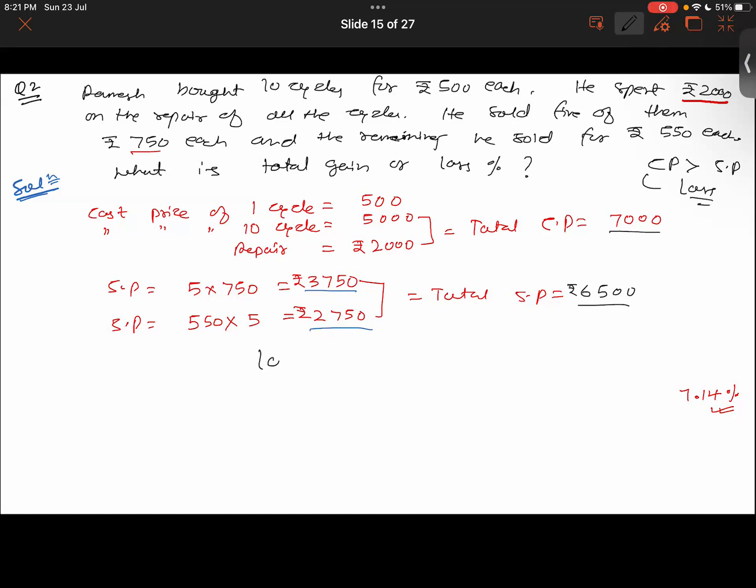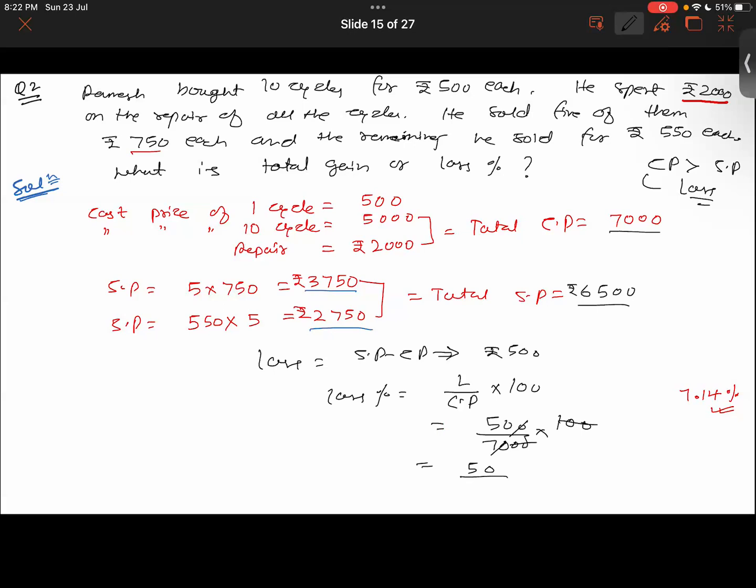So loss is how much? That is cost price minus selling price. So it's obviously rupees 500 here. And the formula to find loss percent is loss upon cost price multiplied by 100. So that is 500 upon 7,000 into 100. The 100 and 100 cancel here, the zero cancels here. It's 50 upon 7, that is 7 and 1 upon 7, or 7.14%, guys.